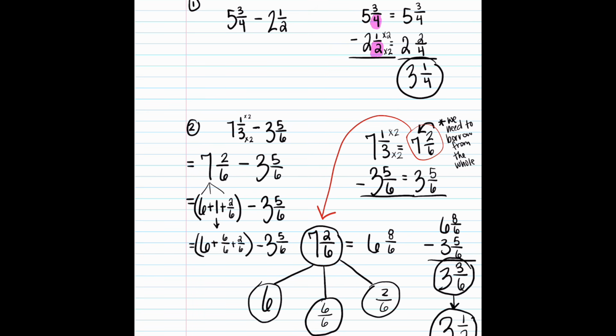All right, well, now I can see I have 6/6 here that I could take this 5/6 away from. Or I could just make this 6 8/6 minus 3 5/6. Then I can just take my whole numbers, so 6 minus 3, which is 3, 8 minus 5, which is 3, and make that 3 3/6. As you know, that equals 3 1/2.